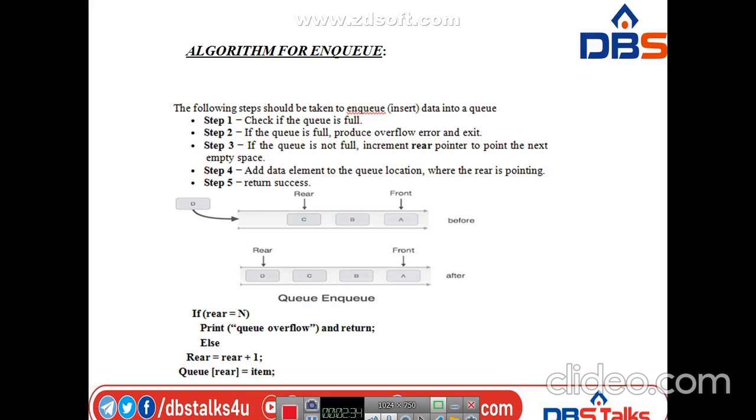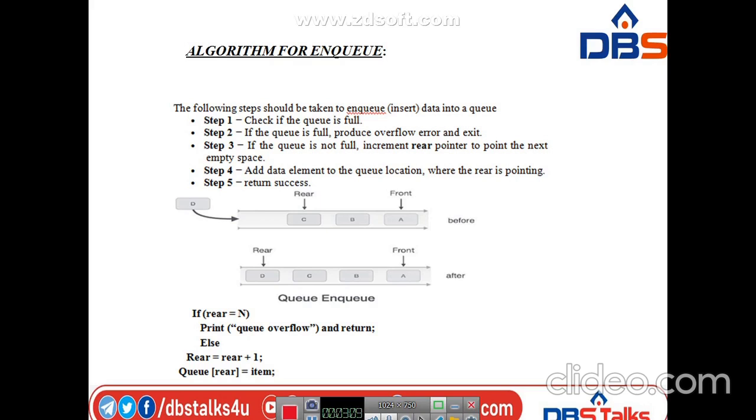Here is the representation. First, at the rear end, I insert A. Then it automatically goes to the front. Again B, then C, then D. Here the rear end is at D. After inserting A, B, C, D, A is at the front end and D is at the rear end. If I want to remove an element, I remove the element at the front end, that is A, then B, then C, then D.